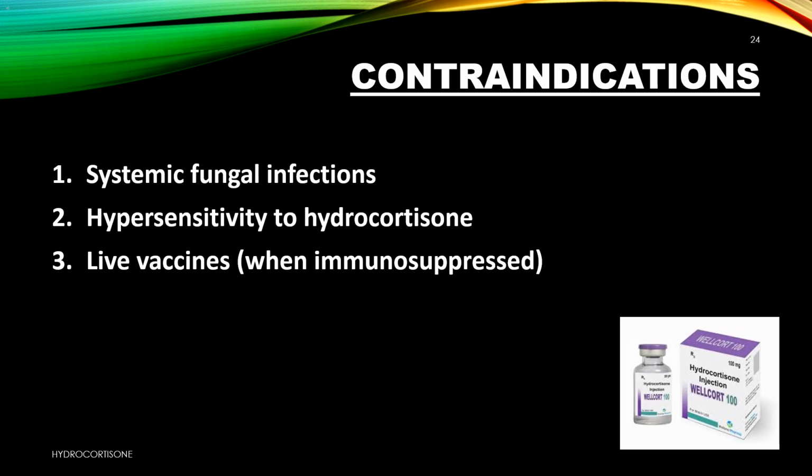Contraindications of hydrocortisone. 1. Systemic fungal infections. Hydrocortisone is contraindicated in patients with systemic fungal infections, as its immunosuppressive effects can worsen the infection. 2. Hypersensitivity. Patients with a known hypersensitivity to hydrocortisone or its components should not receive the medication. 3. Live vaccines. Hydrocortisone is contraindicated with live vaccines in immunosuppressed patients, as the medication can impair the immune response and increase the risk of vaccine-related complications.